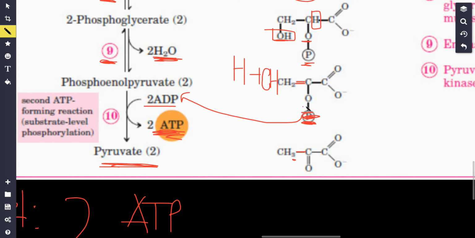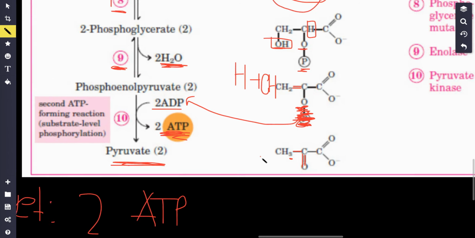And now, instead of this carbon and this oxygen being bonded to this phosphate and everything, this carbon is going to have a double bond with this oxygen, because this oxygen has lost the phosphate group. So now oxygen only has one bond. It's unhappy. So we're going to form this double bond here. And then everything else stays the same.